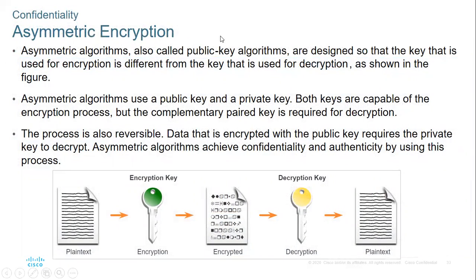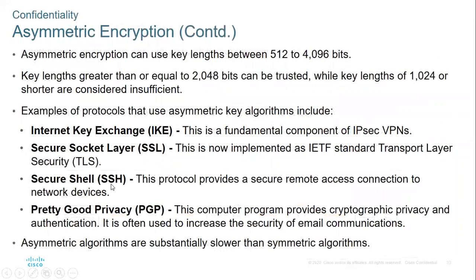Okay. With asymmetric, we use two different keys. So we have the public key and the private key. Both of them can be used for encryption. And then for decryption, again, we can use both of them. It depends on the situation. Okay. All right. So these are examples of protocols that use asymmetric encryption.